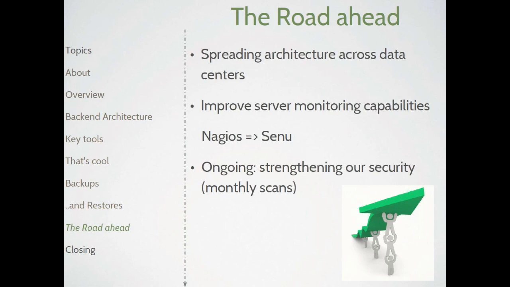Also, what we want to do is improve our server monitoring capabilities. You can never have enough insight on what is going on. Nagios is good right now, and it serves the purpose. But there's a new tool coming up, and I actually have a typo in there. It's called Sensu. So there's an S missing. We're investigating whether we can replace the capabilities of Nagios and actually make our monitoring more powerful. So that is in the pipeline.